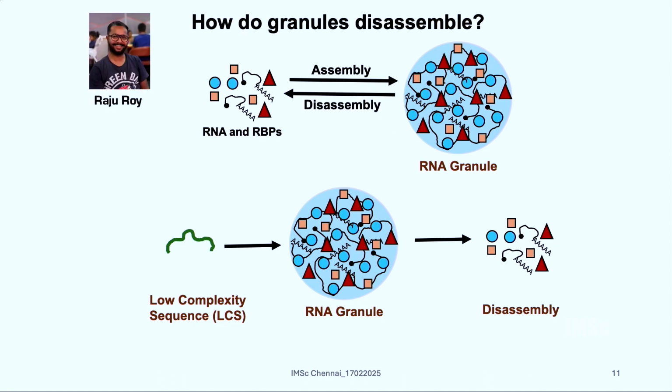But Raju, one of the PhD students who's now doing a postdoc in James Shorter's lab at UPenn, when he joined the lab, he started addressing the question, what about disassembly? I mean, these are dynamic structures, they form and disassemble. So what causes the disassembly of these structures? There are really no mechanisms out there that try and explain the disassembly processes of these structures. And that's something that I am interested in.